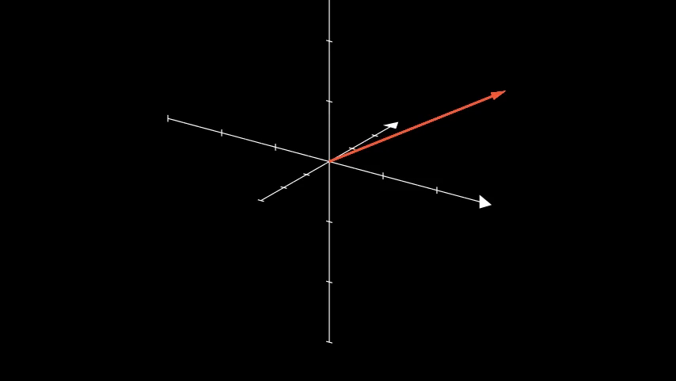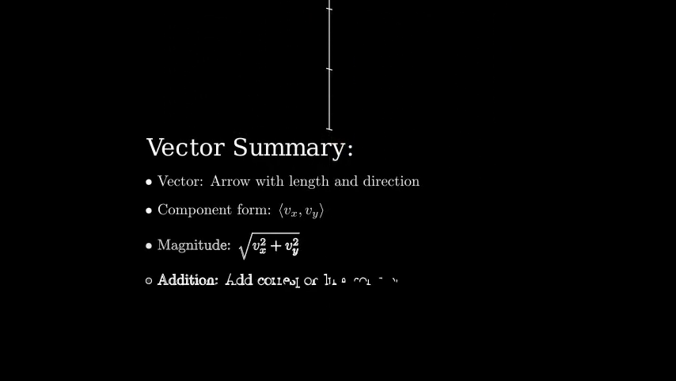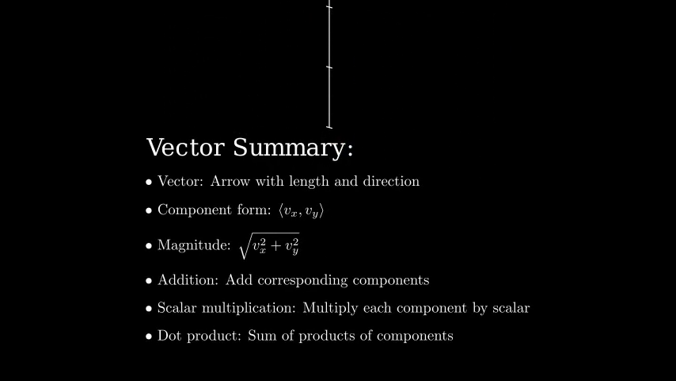Let's summarize what we've learned about vectors. A vector is an arrow with both length, magnitude, and direction. We typically write vectors in component form, ⟨v_x, v_y⟩. The magnitude of a vector is calculated using the Pythagorean theorem. To add vectors, we add their corresponding components, which geometrically corresponds to the tip-to-tail method.